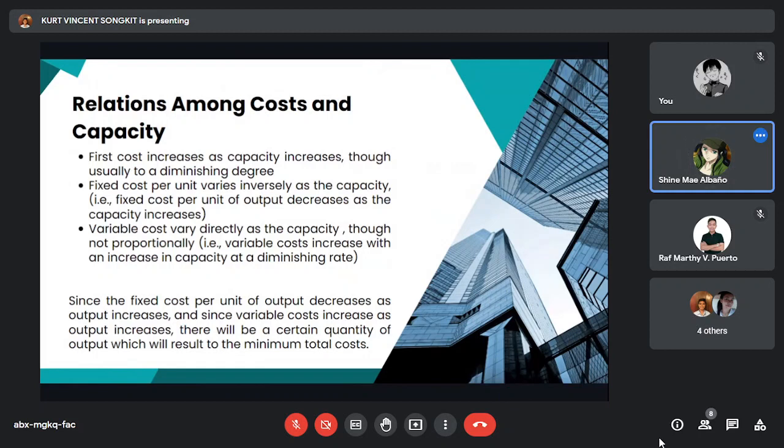Relative to capacity, variable costs vary directly as the capacity, though not proportionately. It is often the case that variable costs increase with an increase in capacity at a diminishing rate. An increase in production capacity enables the purchase of materials in bigger quantities at usually reduced wholesale costs. Since the fixed cost per unit of output decreases as output increases, and since variable costs increase as output increases, there will be a certain quantity of output whereby the total minimum cost results. Thus, in an economy study involving size, consideration must be given to capacity.